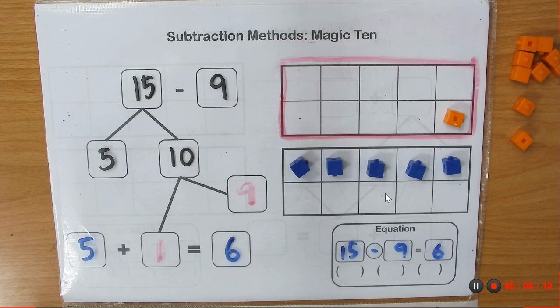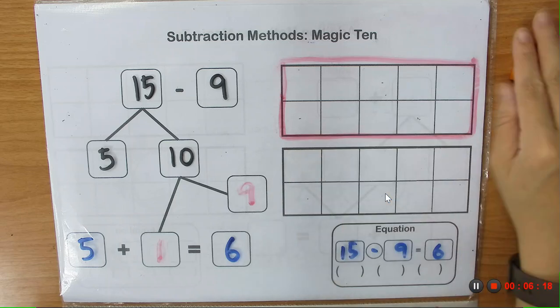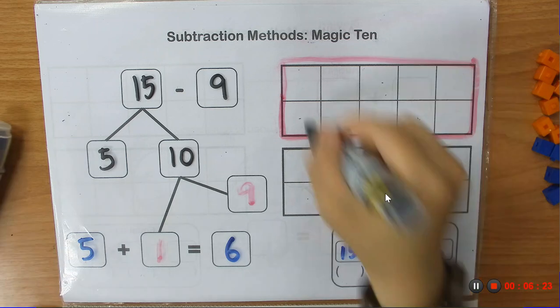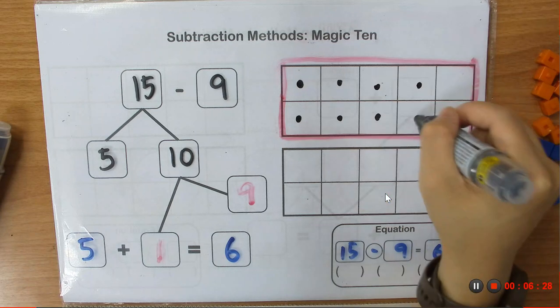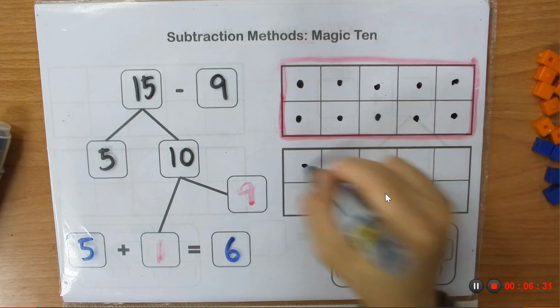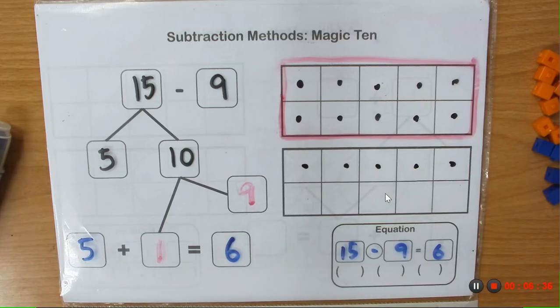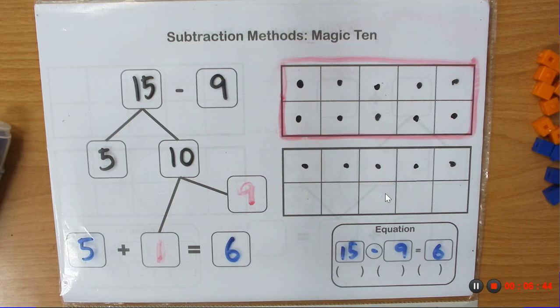Now I can use it with dots as well. Let me show you how to do it. Okay? So we have 15 minus 9. I can show my 15 dots. A full 10 frame and 5 ones. Similarly, I ask for help. Help, help! 10's place. Help us please. Magic 10. Let us subtract 9.